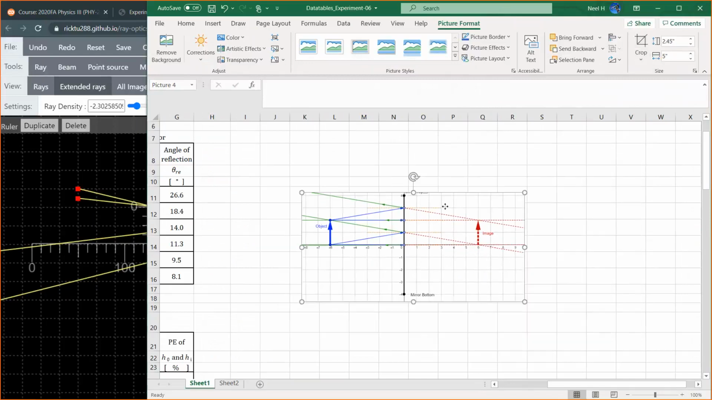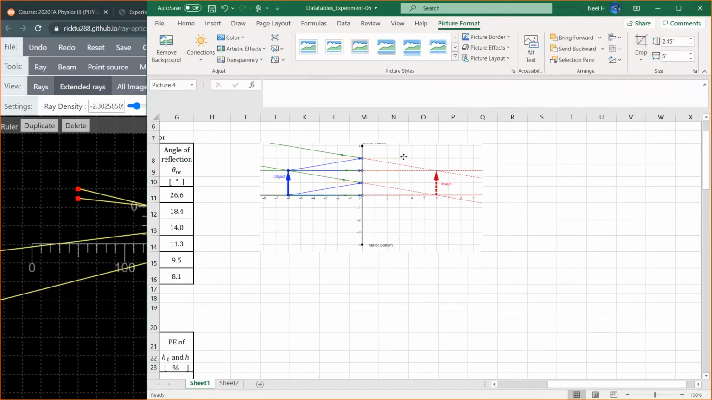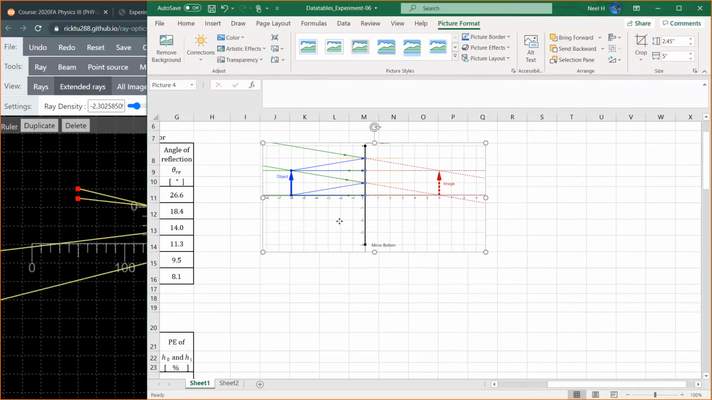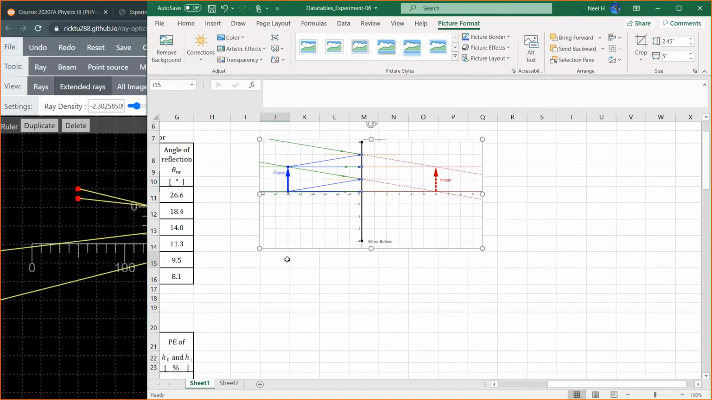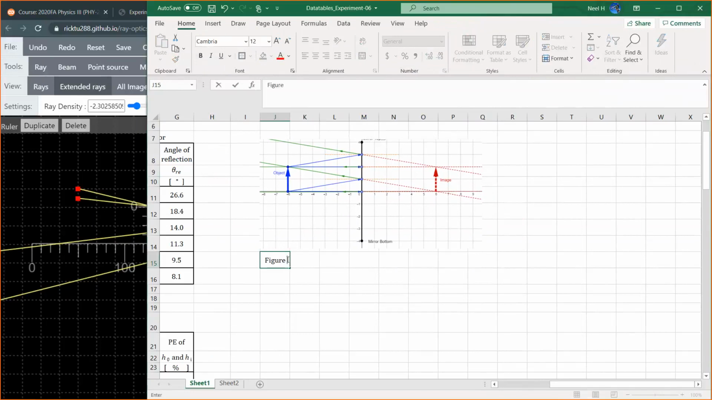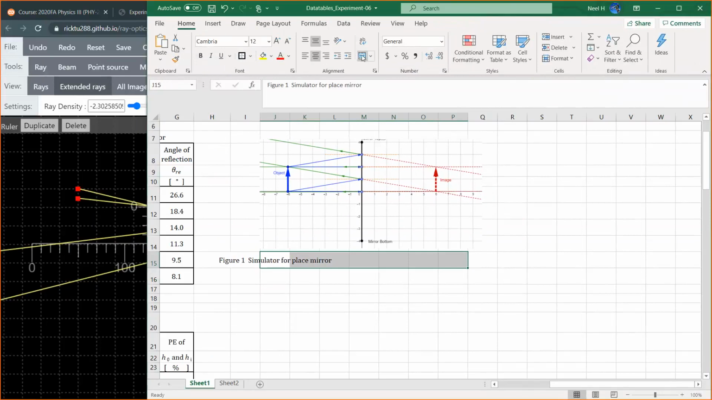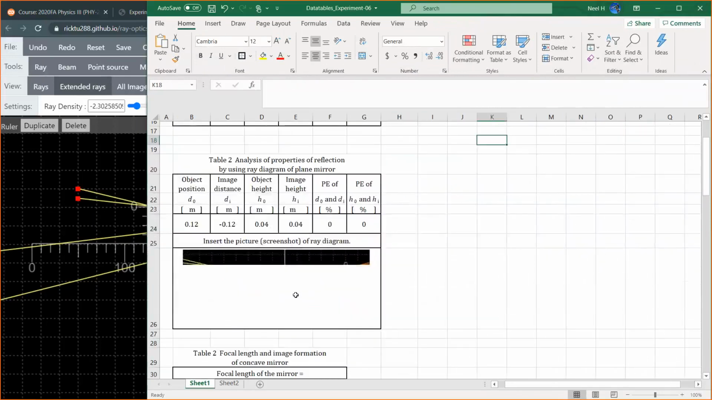Okay, now this one must go into the procedure section. You can name it Figure 1. Figure 1, this is the simulator for the plane mirror. Okay, so we're done with the plane mirror section.